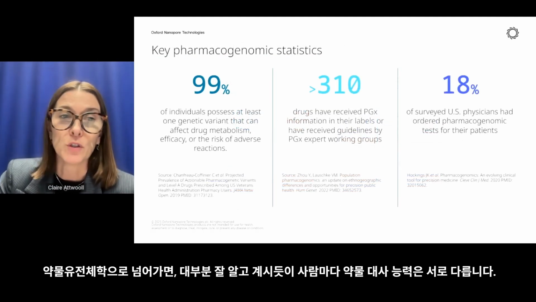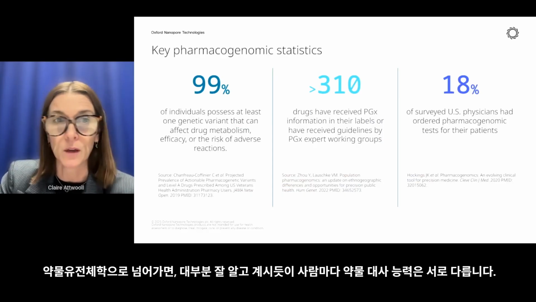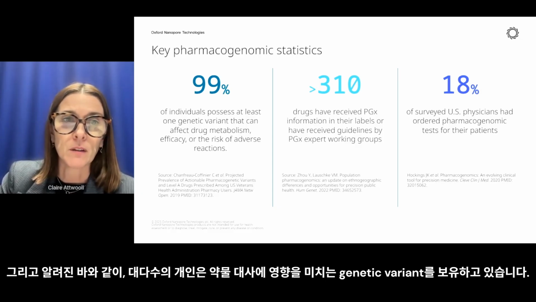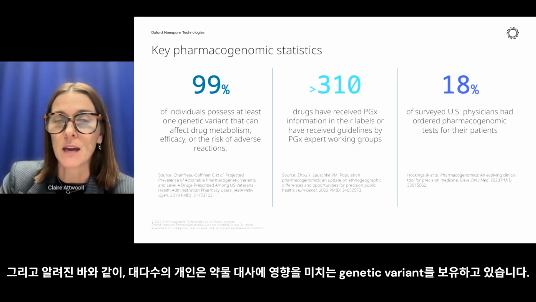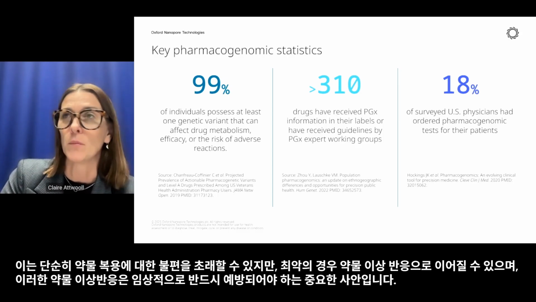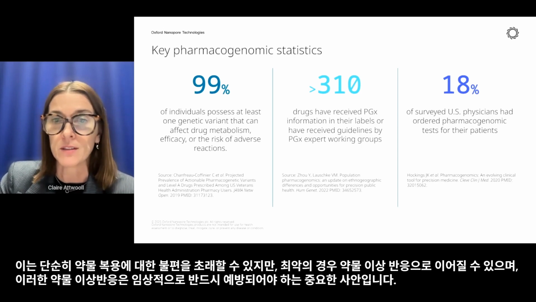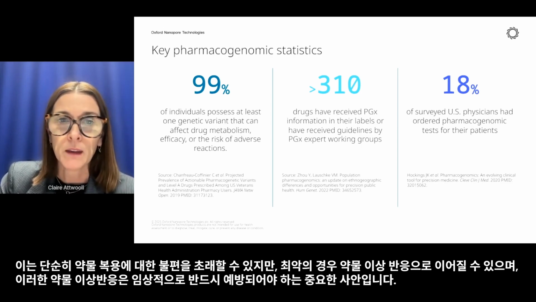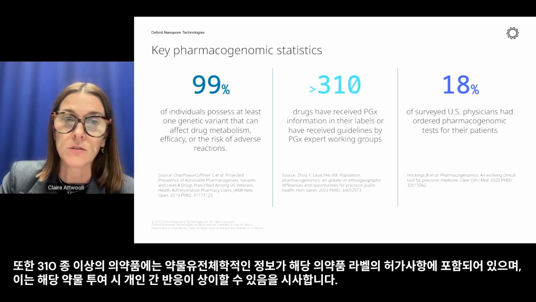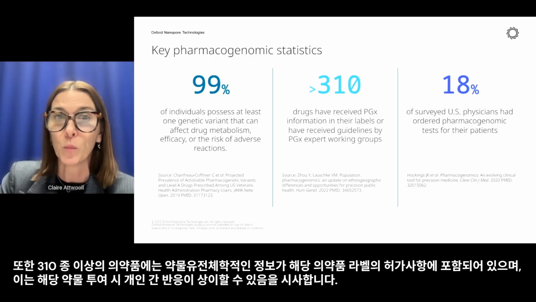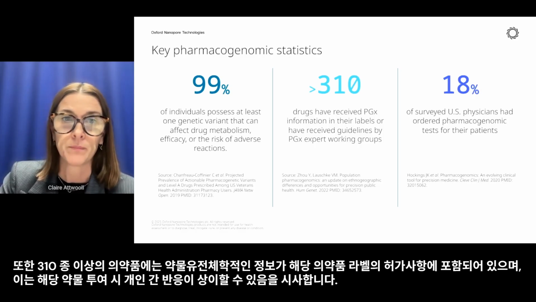Moving on to pharmacogenomics. I'm sure most of us know that everybody metabolizes drugs differently. 99% of individuals have a variant that affects how they metabolize a drug. That can be inconvenient, but the worst case scenario obviously is adverse drug reactions, which are events that we obviously want to be avoiding. And over 310 drugs have received pharmacogenomics information in their label, indicating that people will behave differently when given this drug.